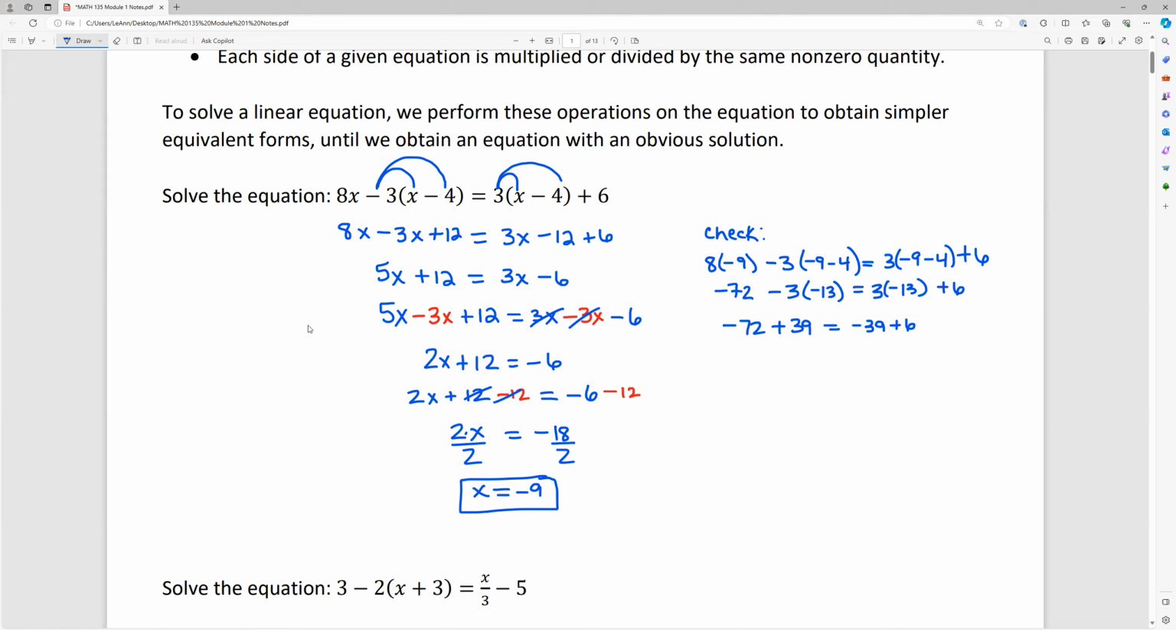If we combine our like terms on each side, we have that negative 72 plus the 39 is going to be -33. And -39 plus 6 is also -33. So that checks out because our left side and our right side match. You can perform a check anytime you solve an equation to see that it is an actual solution.